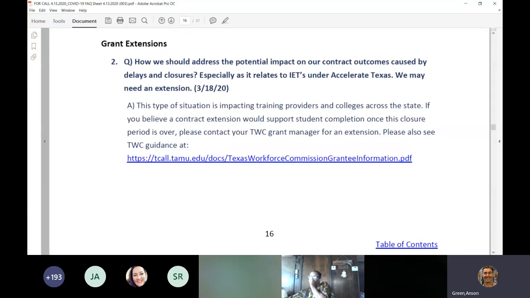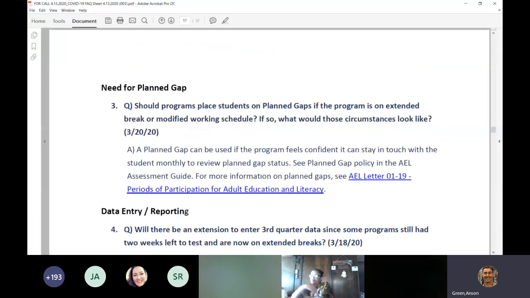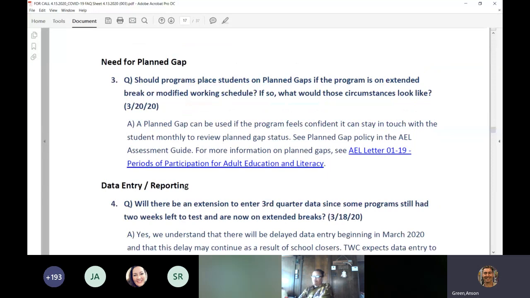Also, I want to bring this up, if you are a grantee like Accelerate Texas and you need an extension, I think we've taken care of everybody, but those things are going to be impacted also. But let's talk about planned gap a little bit because that's something that we've talked about before. Mahalia, reemphasize the planned gap. It's not necessarily for new students, but I think it's an important thing to underscore again.